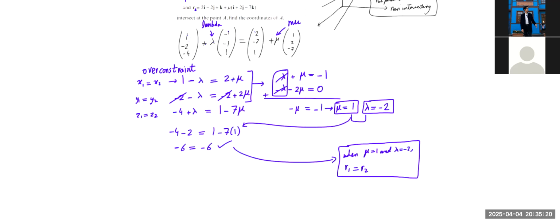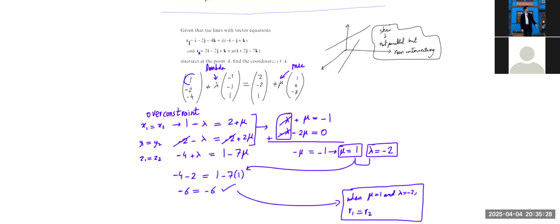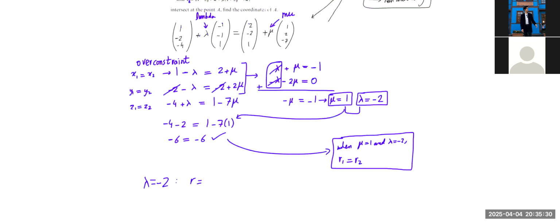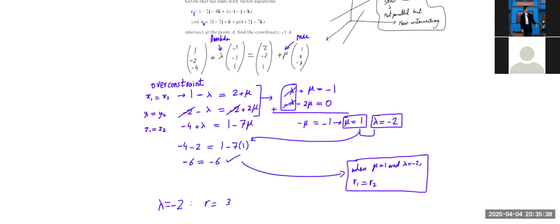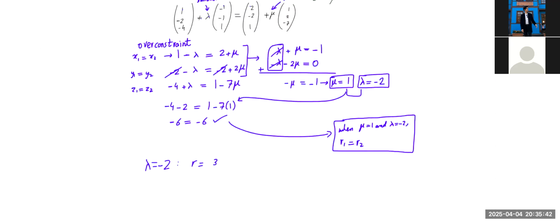So I'm going to plug in lambda equals negative 2, which gives me r equals 1 plus lambda times minus 1. So 1 minus lambda would be 3, because 1 minus negative 2 would be 3. And then the second line is minus 2 minus lambda, so minus 2 plus 2, 0. I'm doing this in my head, I hope it's making sense. I'm plugging in lambda equals minus 2 into this. And then negative 4, and finally, -4 minus 2, which is -6.